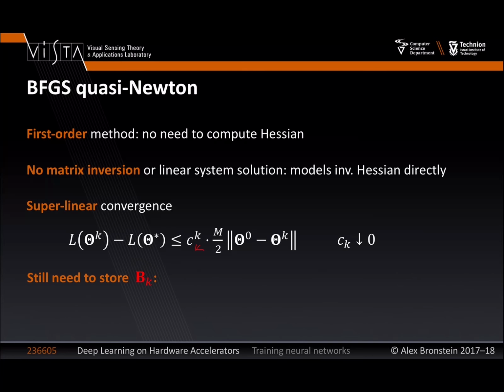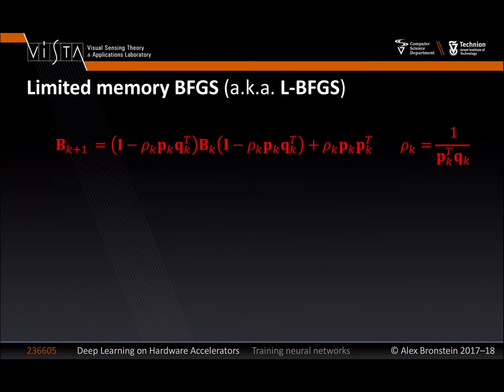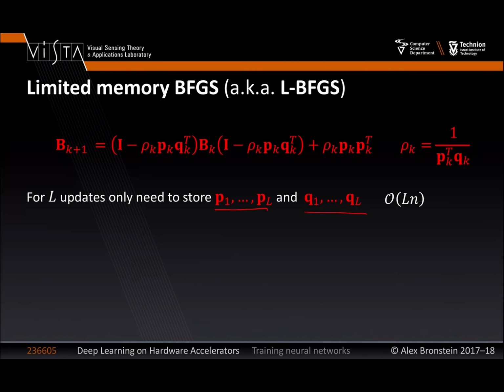But we still need to store the big K, right? This approximation of the Hessian inverse will cost us n squared. So n squared means that you can work with maybe 100,000 variables, but no more, because then the memory will kill you. But when you look at this formula again, if you want to do L consecutive updates, you really need to store these vectors P and Q from 1 to L. And this takes order of Ln, or twice Ln.